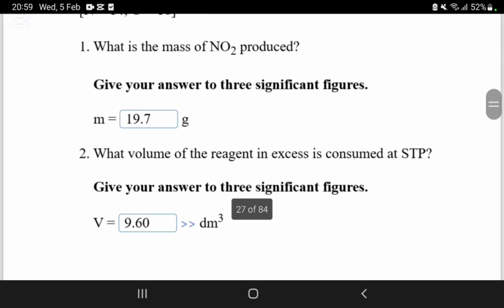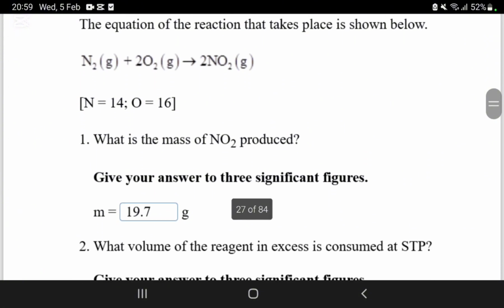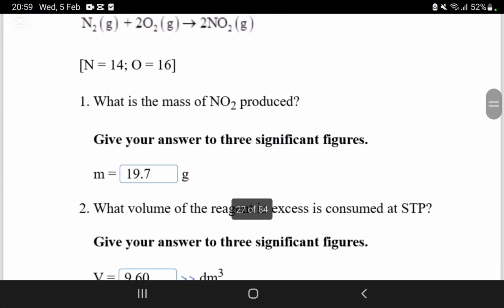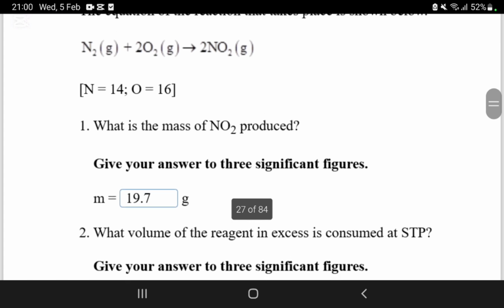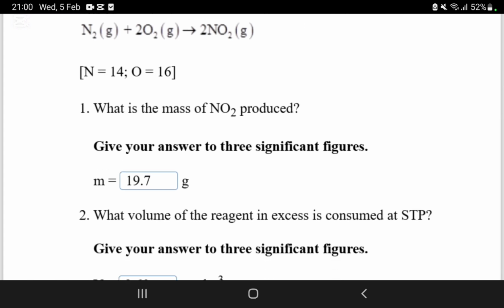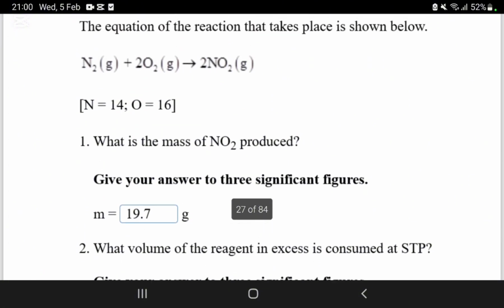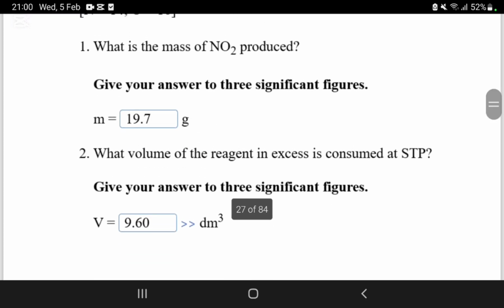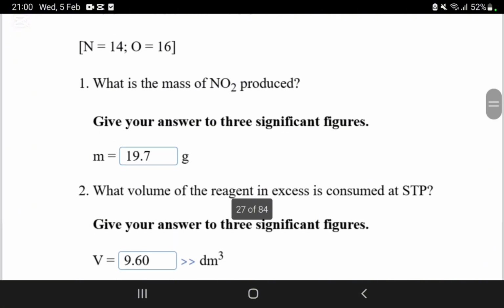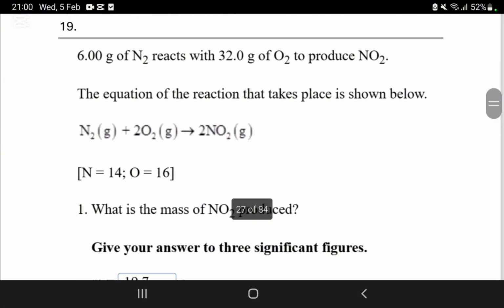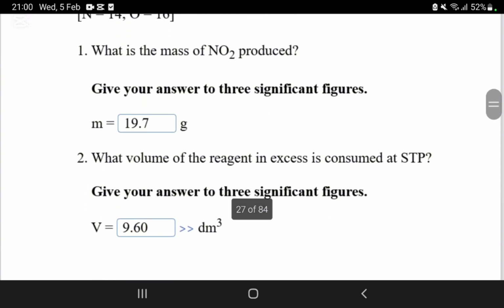The volume of the reagent in excess. We said that the reagent in excess was oxygen with 0.5 moles, right? And then at STP times 22.4. We're gonna have to find the moles first, which is 1. How is it wrong?